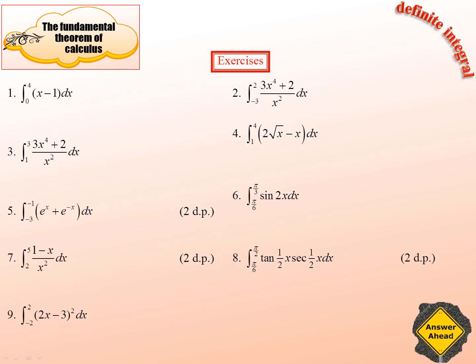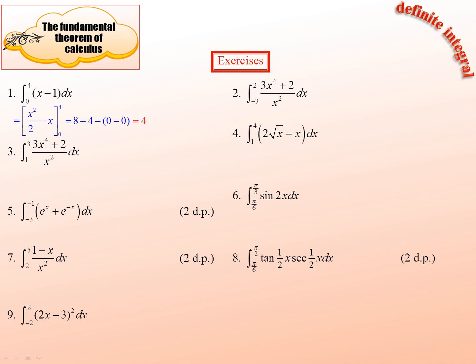Some exercises for you to do. Number 1, a straightforward integral. There we are, like that. Substitute, and we get 4. Number 2, separate into 2 separate fractions. But hang on, not continuous. Yes, you cannot have x equal to 0. So it's straight out.